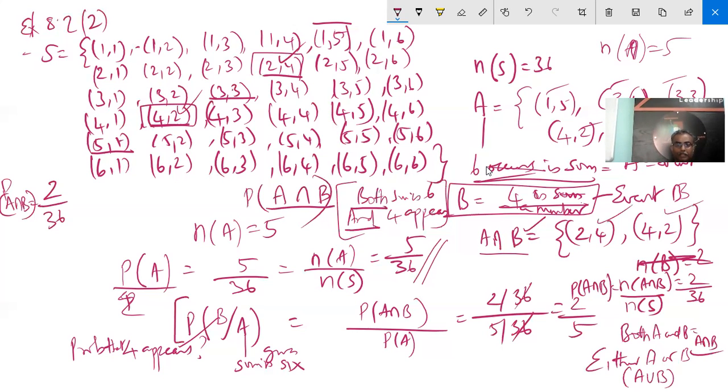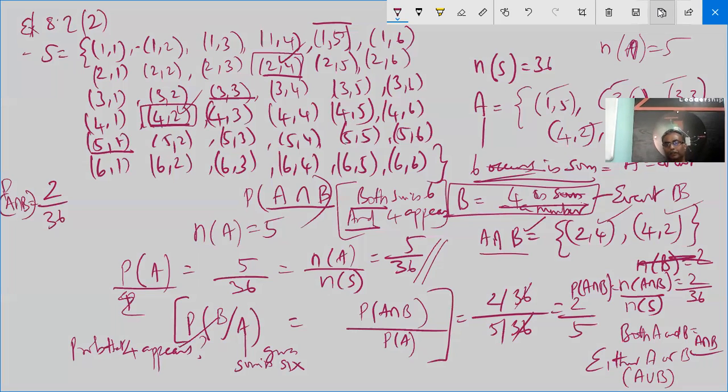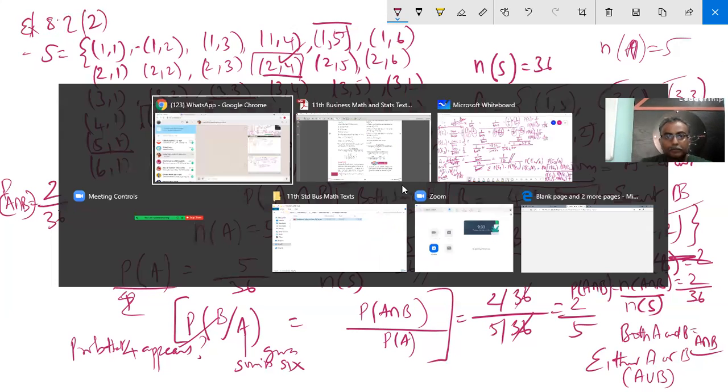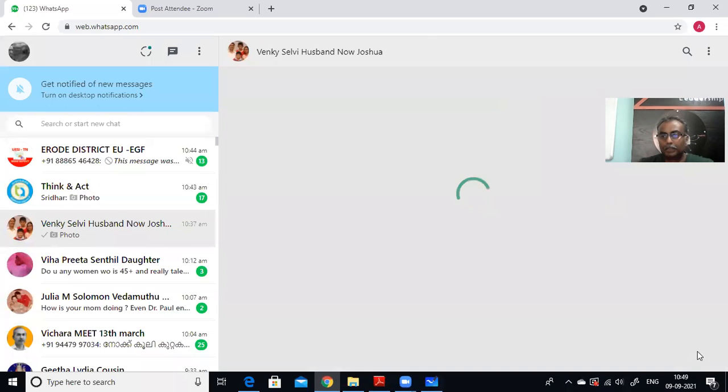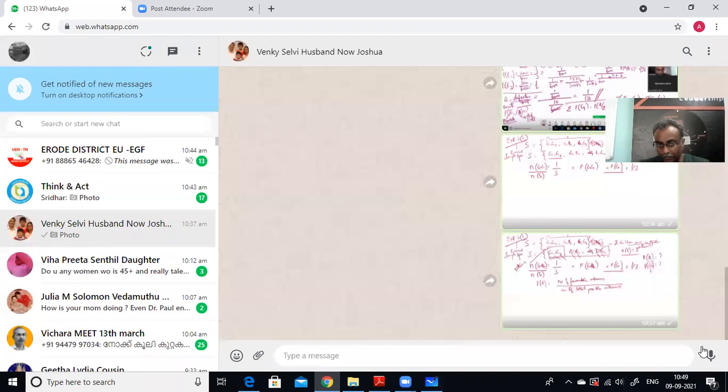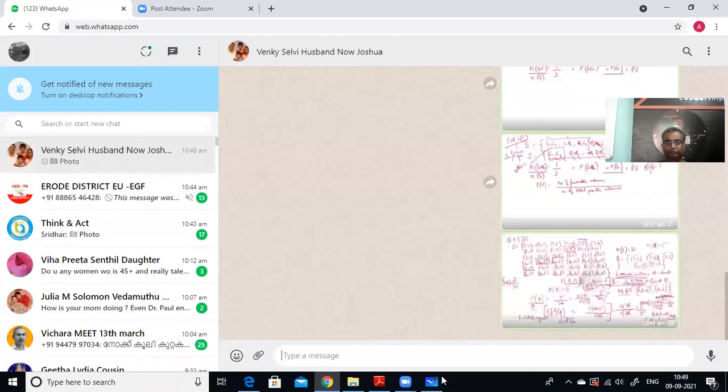Then you take the conditional probability formula, P of B given A: the probability that 4 appears given that 6 is already the sum, is P of A intersection B by P of A. That is all. I'm going to post this also. These two are from the previous era. This one is from the current one.